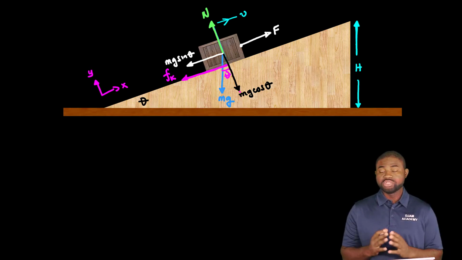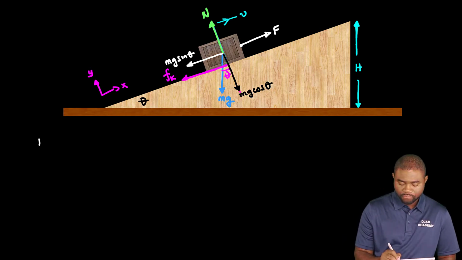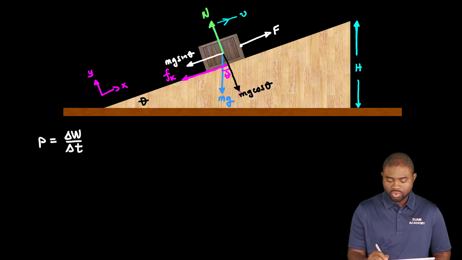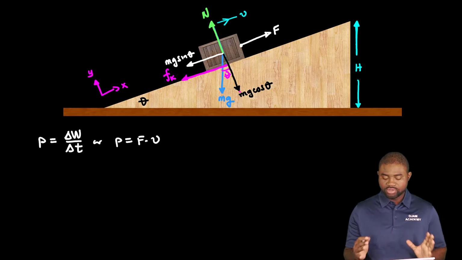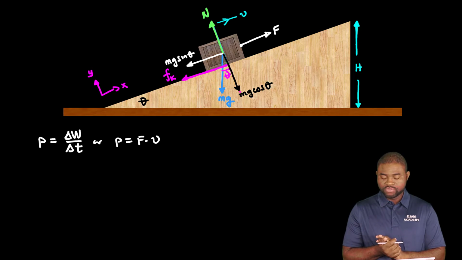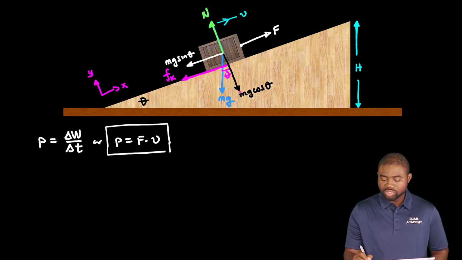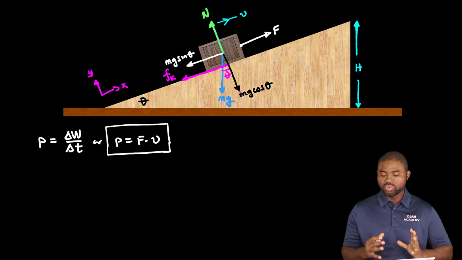Remember that the definition of the rate of doing work, or average power P, is defined as the work done divided by the time it takes to do the work, or P is simply defined as the force multiplied by v. We can use either of the two equations, but in this case, I'm going to go with the second. So the first thing is we need to calculate the work done by F. So the question is, what is F?